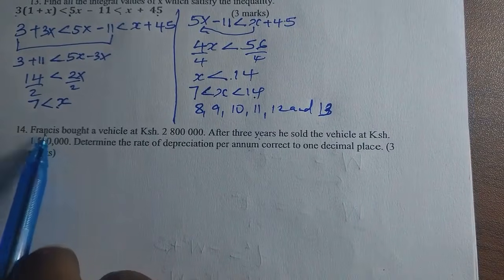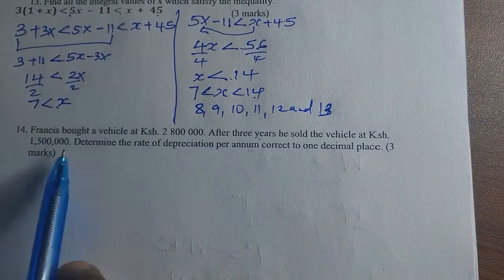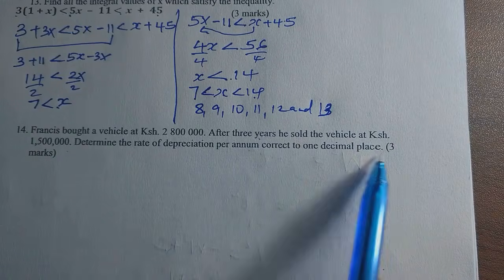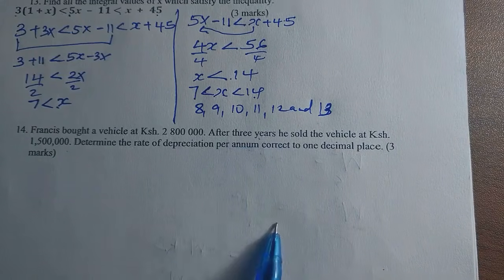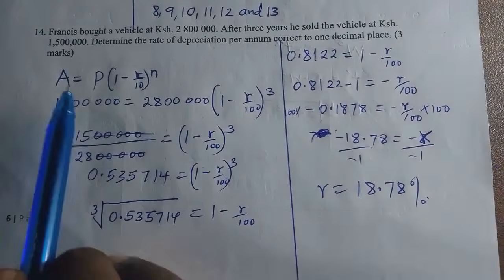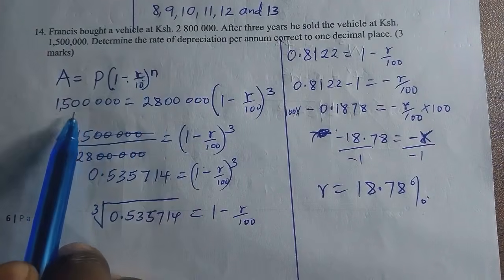Francis bought a vehicle for this. After 3 years, he sold the vehicle at Kenya shillings. Determine the rate of depreciation per annum, correct to 1 decimal place. So I give you the answer directly because of time. Amount is equal to this. If it is a depreciation, we subtract. Then this is the amount and the principal.